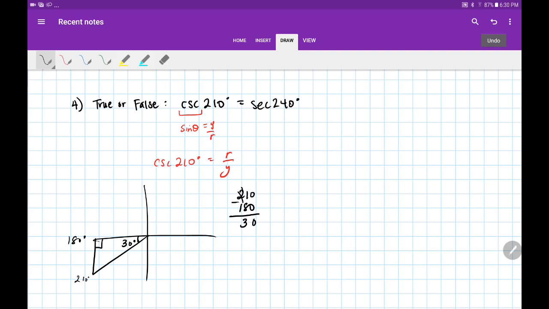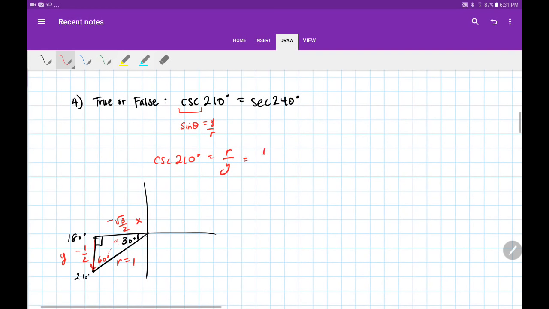Drop the perpendicular, and now we're going to label our sides. Across the 30 degrees, we always get 1/2. But since I'm going down in the y-axis, this is going to be negative 1/2. Next, we have to label our 60 degrees right here. Now, across from my 60 is going to be negative root 3 over 2, and my r is always equal to 1. So that would be x, this would be y. Now, cosecant is r over y, so that's going to be 1 over y, which is negative 1/2.